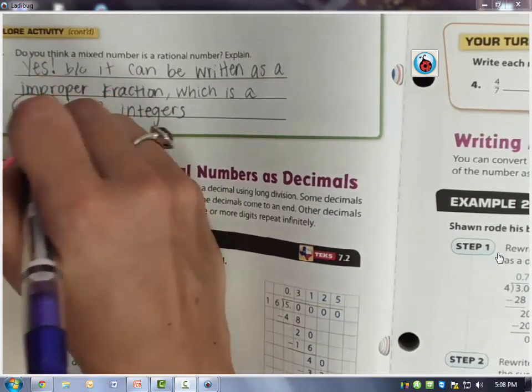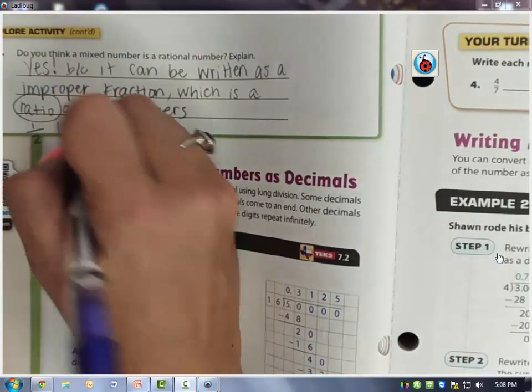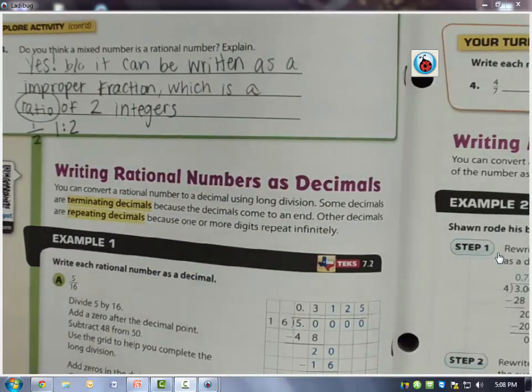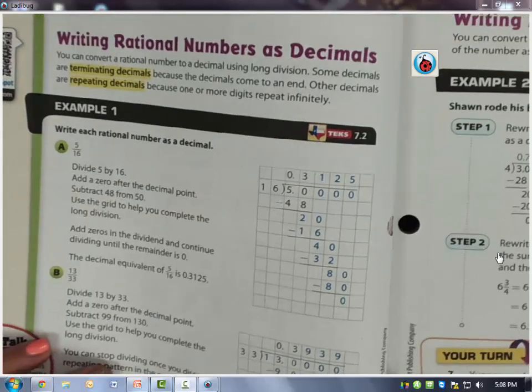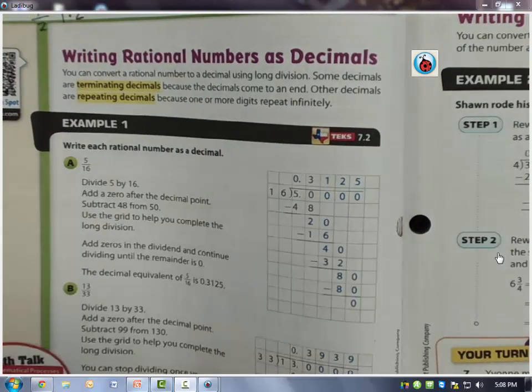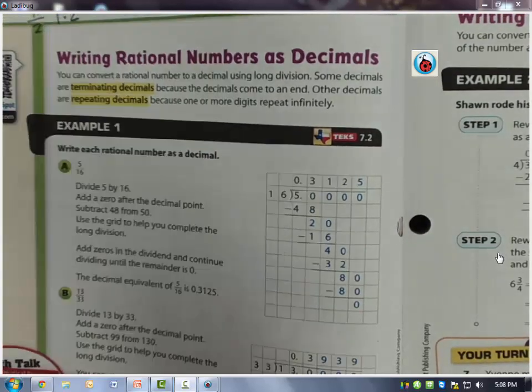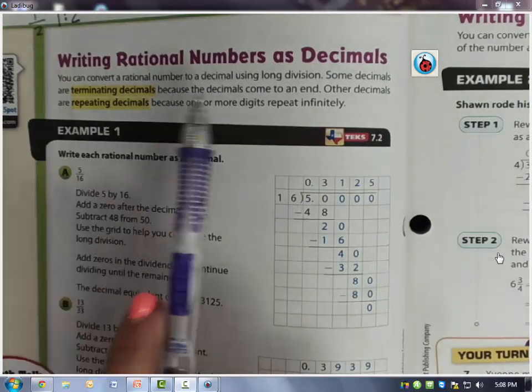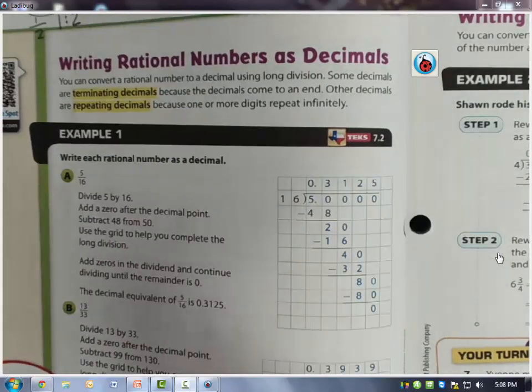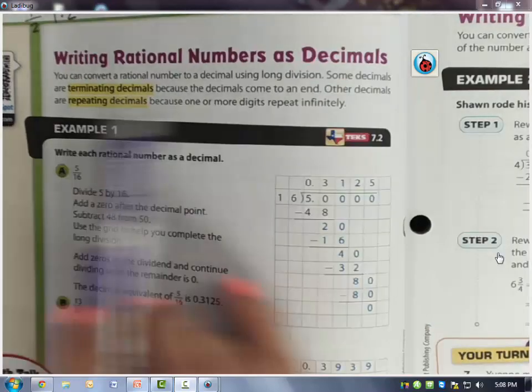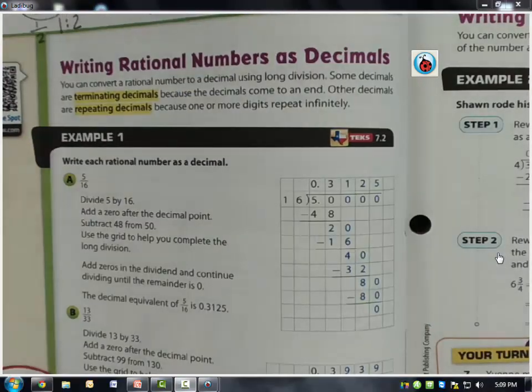Alright, next section, writing rational numbers as decimals. You can convert a rational number to a decimal using long division. Some decimals are terminating decimals. Remember, terminating means to stop because it does come to an end. Other decimals are repeating decimals because one or more digits repeat infinitely. Alright, write each rational number as a decimal.